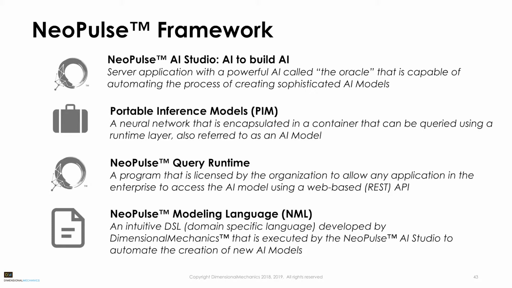So the NeoPulse AI Studio, it's an AI to build AI. We call the AI to build AI the Oracle, obviously with a Matrix reference there. We can't have a capital O for obvious trademark reasons. So we just call it the Oracle.